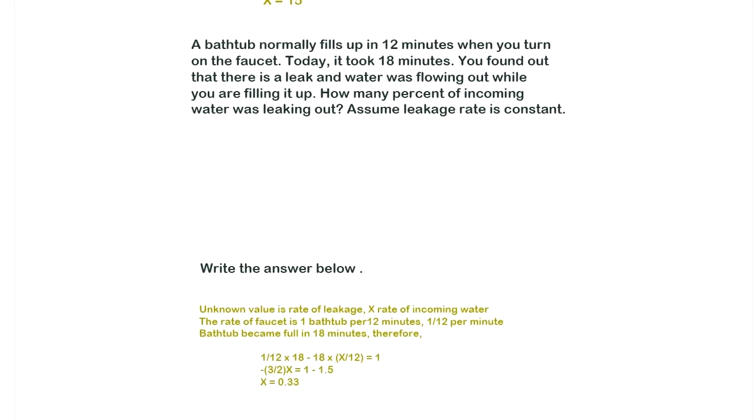Bathtub normally fills up in 12 minutes when you turn on the faucet. Today it took 18 minutes. You found out that there is a leak and the water was flowing out while you were filling up. How many % of incoming water was leaking out? Assume leakage rate is constant. Okay, so it takes 12 minutes, but now 18 minutes. The reason is there is a leak in the water.